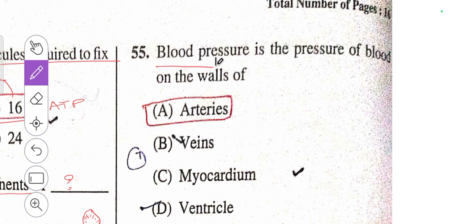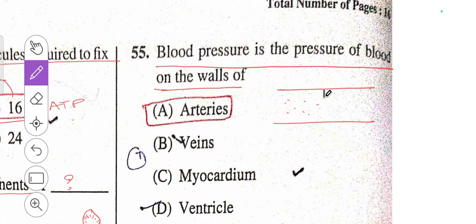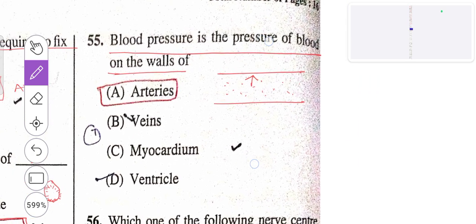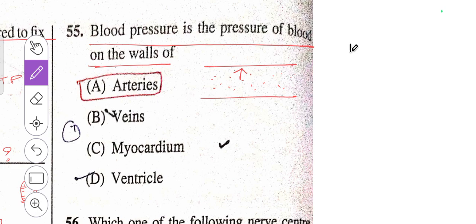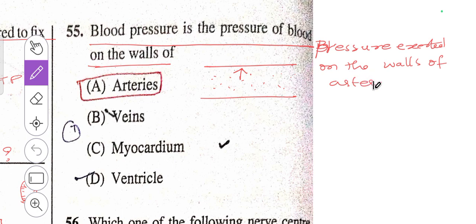Then the 55th: blood pressure is not the pressure of blood on the walls. So here, consider this as a blood vessel. Blood pressure is the pressure exerted on the walls of the artery, called blood pressure or BP.